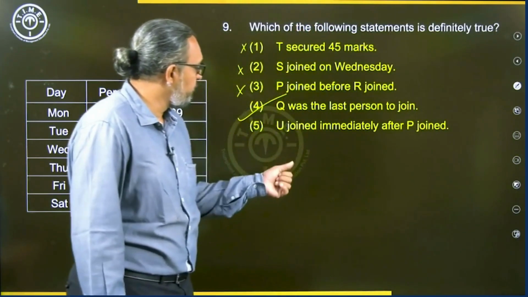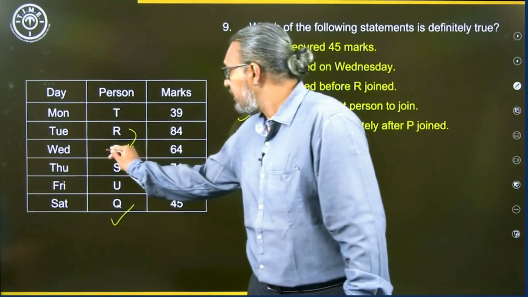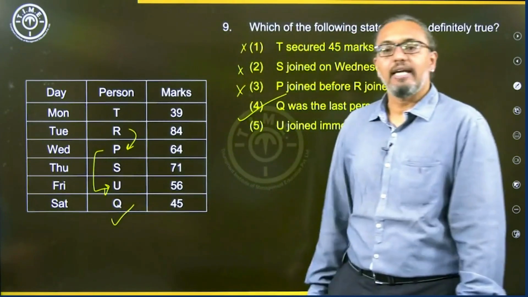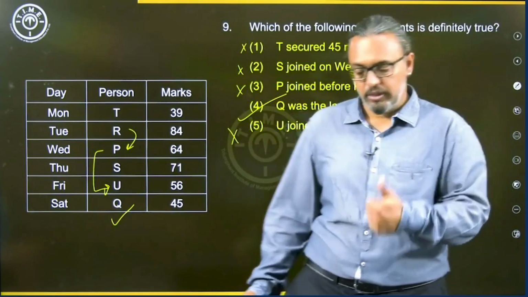And what is one last information? U joined immediately after P joined. Did U join immediately after P? No, U joined with a gap of 1 person. So that is also not correct. So 4th option. Okay.